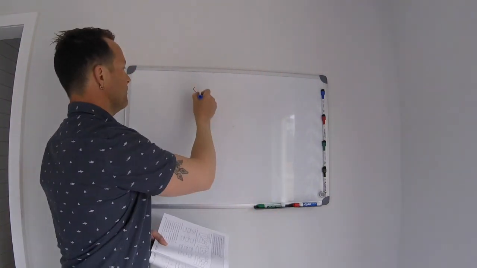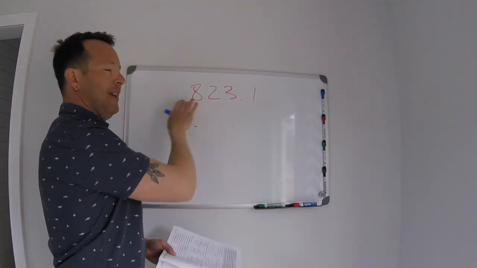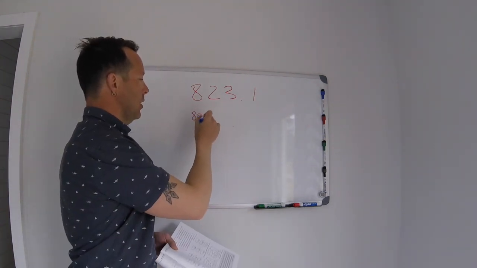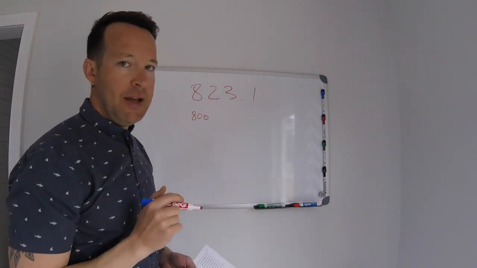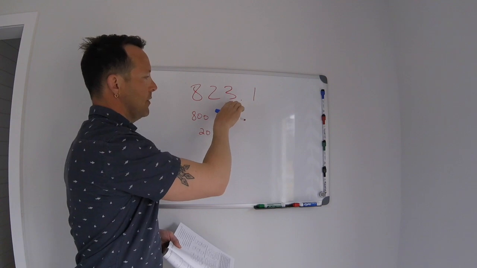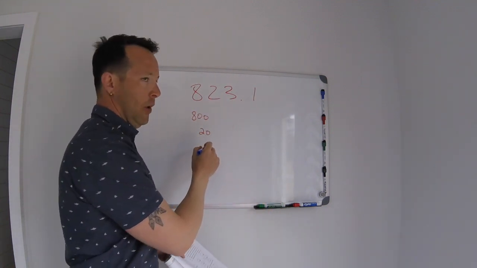Let's look at the next one. 823.1. All right, we'll start with the 8 first. It is in the hundreds column, so it is worth 800. The 2 is in the tens column, so it is worth 20. The 3 is in the ones column, so it's just worth 3.